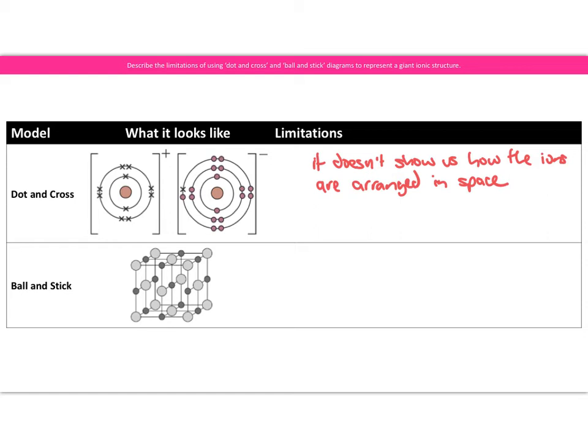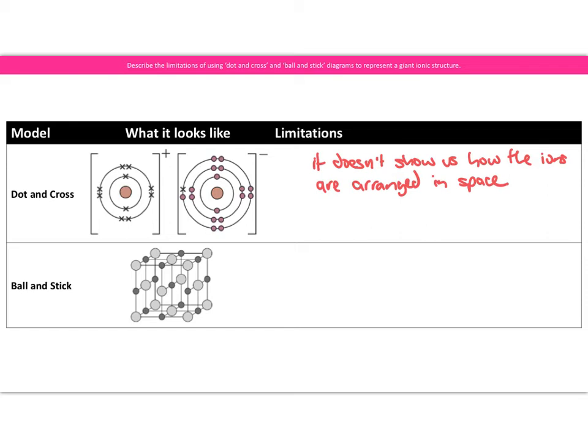So what about the ball and stick model? Well, it's great in the respect that we begin to get a much clearer idea of the fact that this is a giant structure, that there's a regular and repeating pattern, that each positively charged ion is surrounded by negatively charged ions and vice versa.